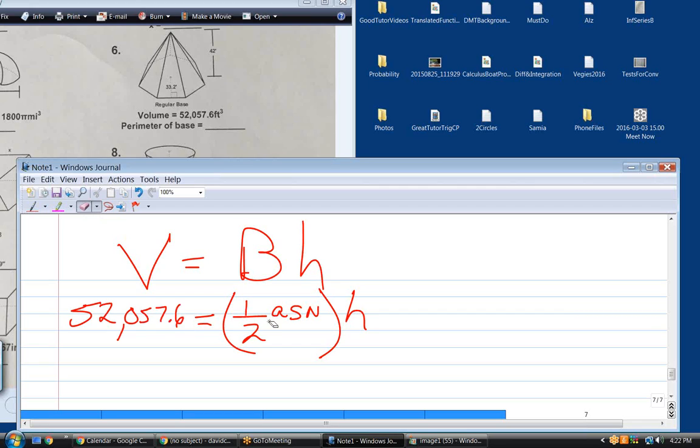Why do we use 1/2 ASN, not just ASN? Hold on, let me open my geometry book. I might be misremembering that. Just a second. Is it just ASN? Areas of polygons.